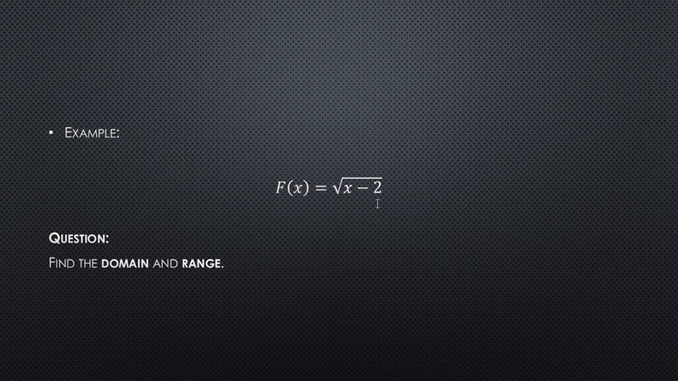Now, let's think about the range. The smallest possible value inside the square root is 0. The square root of 0 is 0. As x becomes larger, the output increases. Therefore, the range is also from 0 to infinity. So, our final answer is domain 2 to infinity, range is 0 to infinity.